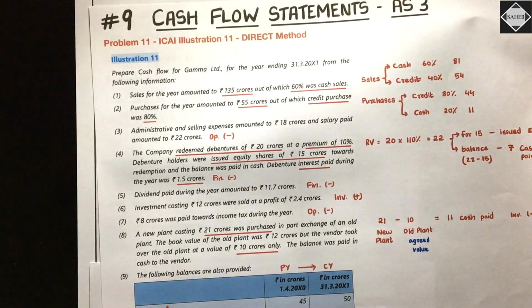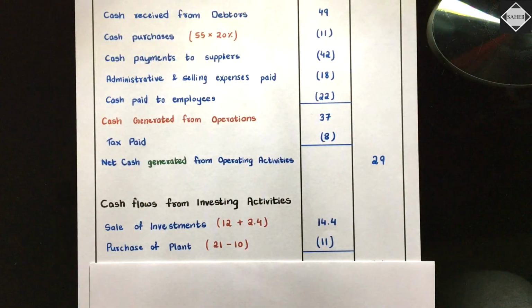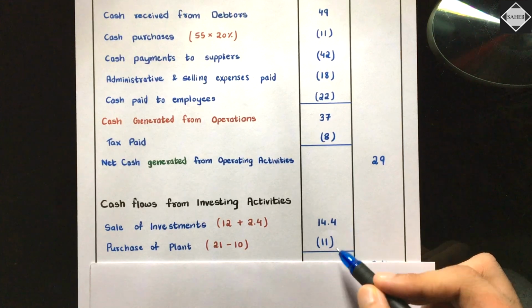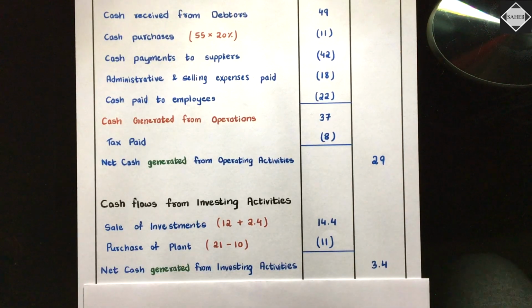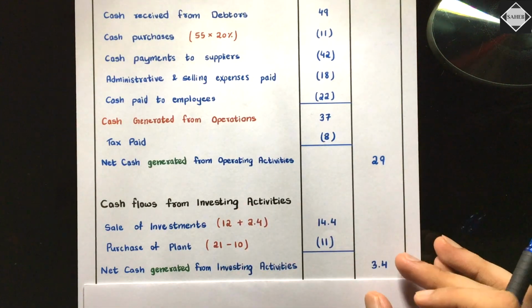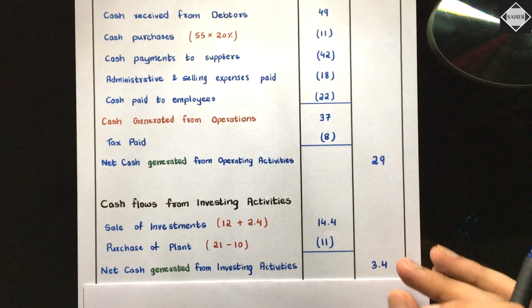Everything is of financing left. So we will just make a total. 14.4 minus 11, that's equal to 3.4 crores. That's net cash generated from investing activities. Is it clear? Because of investing activities, this much cash we have generated during the year.